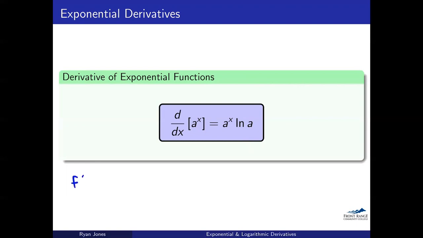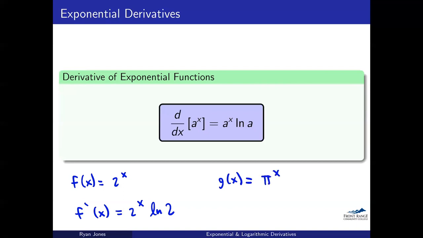So just a very quick example here. If I said, hey, f of x is equal to 2 to the x, then f prime of x would just be 2 to the x ln 2. And it's really just that simple. You just copy it down and then you multiply it by ln of whatever that base is. If I had, let's say, g of x is equal to pi to the x. Remember, pi is a number, 3.14159, it keeps going on. g prime of x would be equal to pi to the x, I copy it, times ln of pi. And there we go.